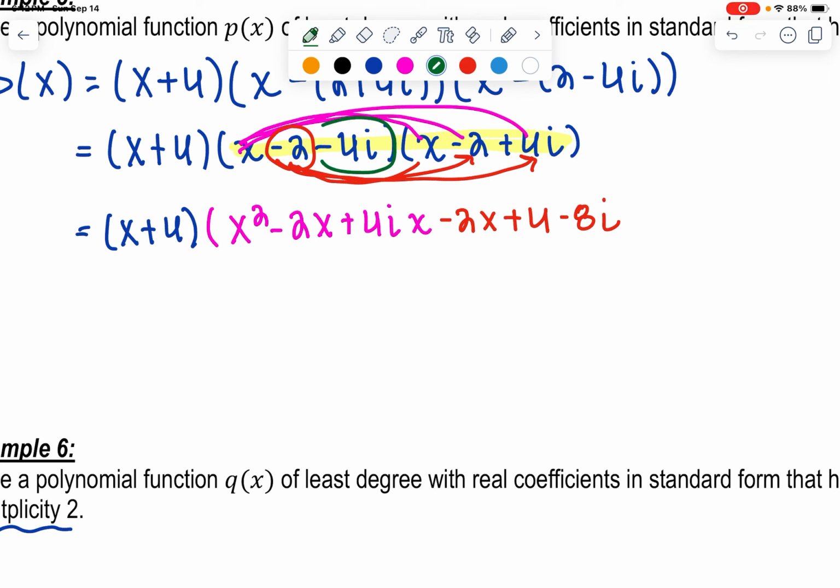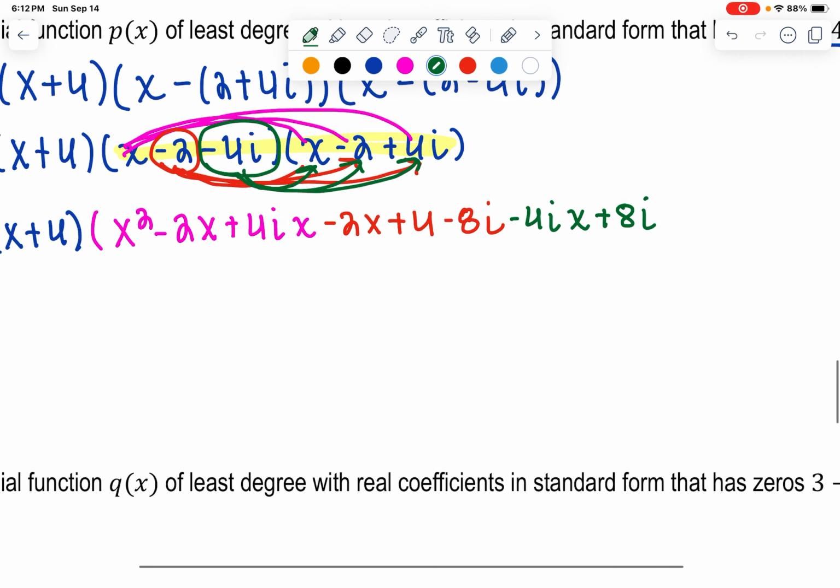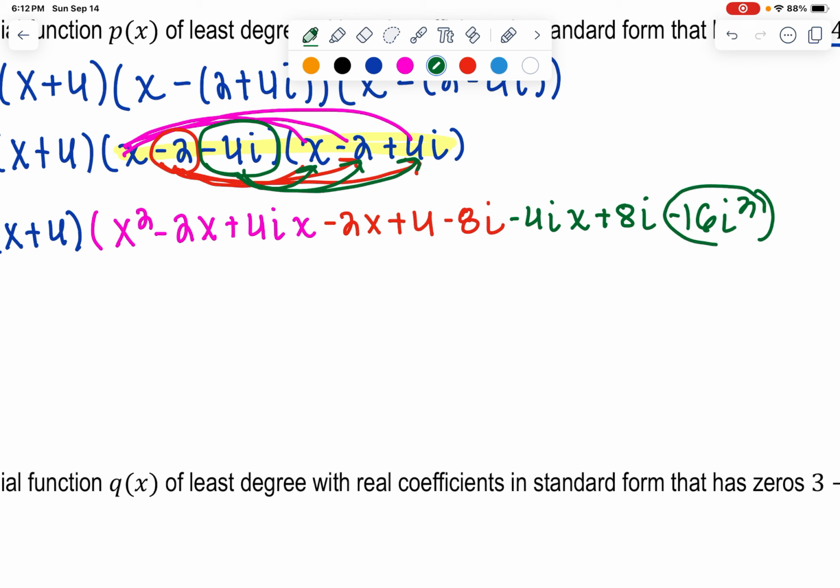Now I'm going to distribute this negative 4i. Negative 4i times x is negative 4ix. Negative 4i times negative 2 is positive 8i. Negative 4i times 4i is negative 16i squared. Whew. All right, so first thing I see is this negative 16i squared right here. Remember, i squared is the same thing as negative 1, so I'm going to cross this off and change it to positive 16. Okay? All right, so now the amazing things that happen.